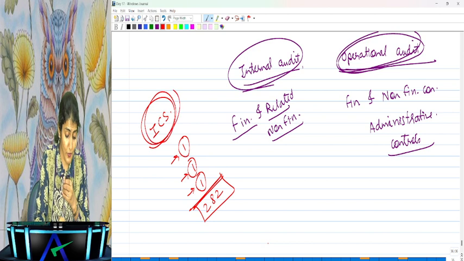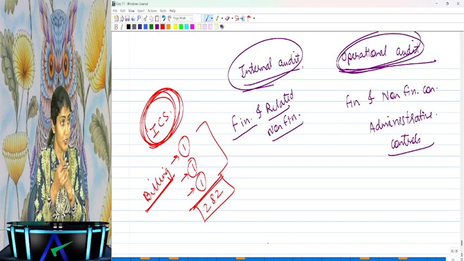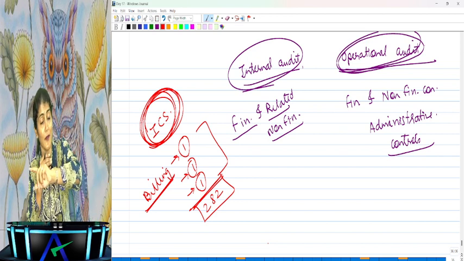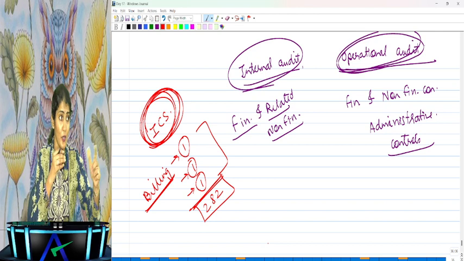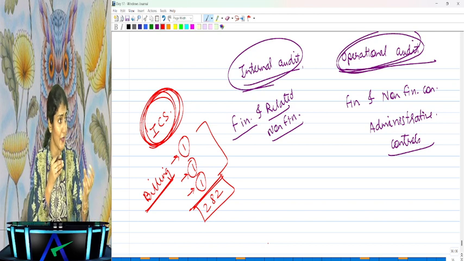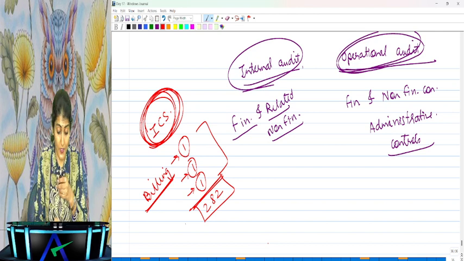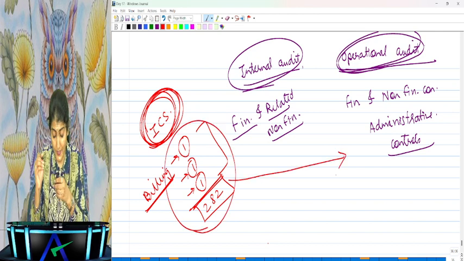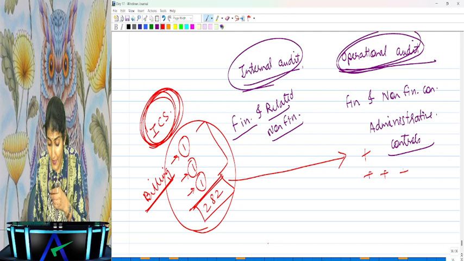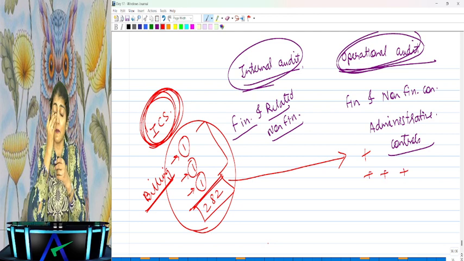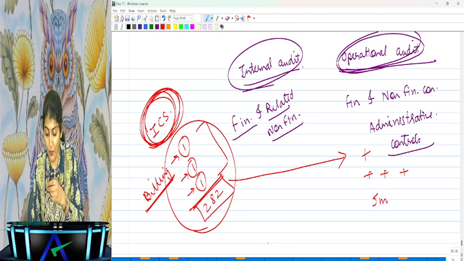He needs to review the internal control system over the billing function of McDonald's. Are you understanding? It should not happen that he's taken one type of burger but he's billed for another type of burger, or the amount has not been taken correctly. Then you say that controls are not operating effectively. Now operational auditor, will he check this billing function? Yes, but in addition to that, he will also check whether the order is delivered to the customer within 5 minutes of placing the order.